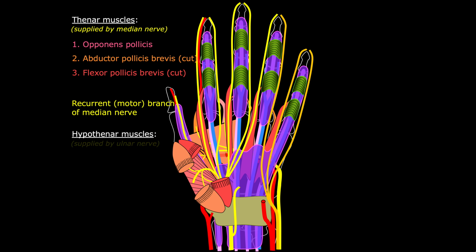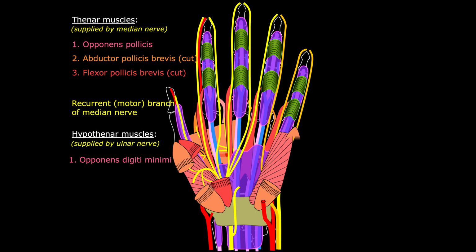Now look at the hypothenar. Guys, the hypothenar muscles are supplied by the ulnar nerve. Only you need to change: replace this word pollicis with digiti minimi. Rest is the same. So no need to memorize a lot. This is my opponens digiti minimi. This will be my abductor digiti minimi. And the last one will be my flexor digiti minimi. Are we good?